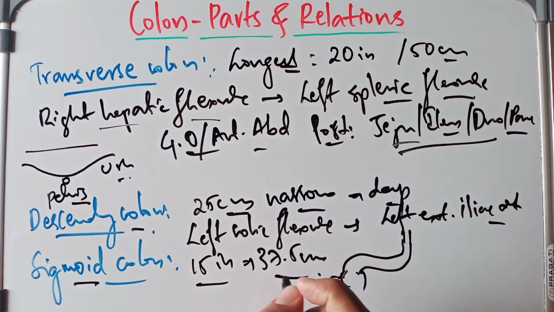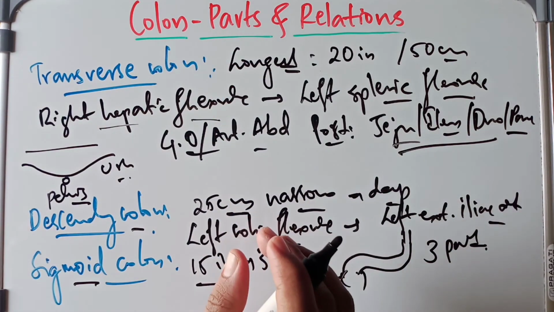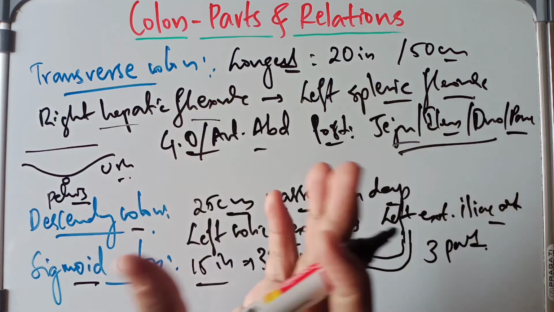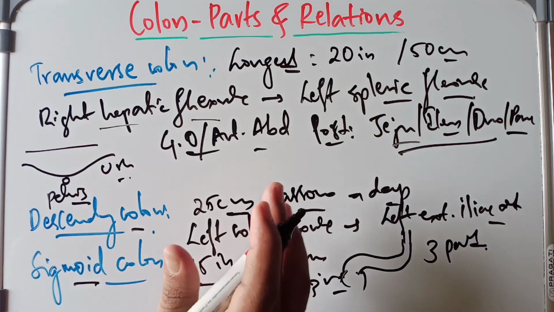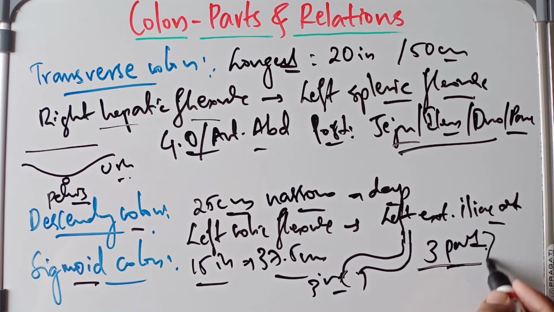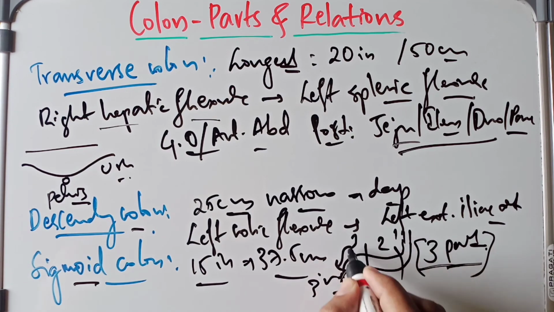So the loop of the sigmoid colon consists of 3 parts. The first part runs downward in contact with the left pelvic wall, the second part traverses the pelvic cavity between the bladder and the rectum, and finally the third part runs backward to reach the midline. This is the first part, this is the second part, and this is the third part. We also have one more relation, the sigmoid mesocolon, which we have discussed in another video. Please make sure to watch that.